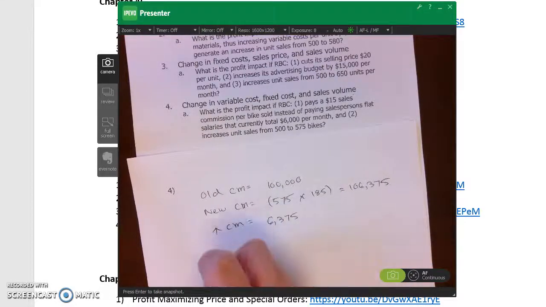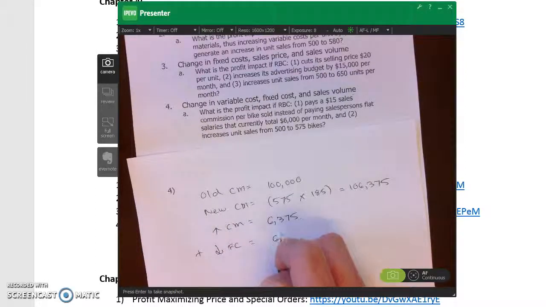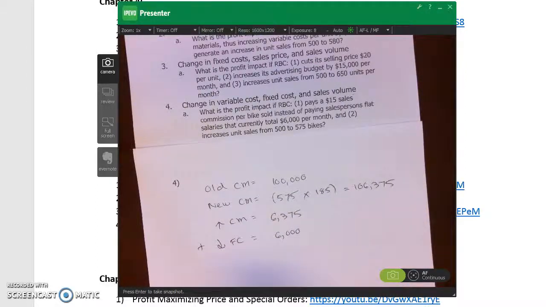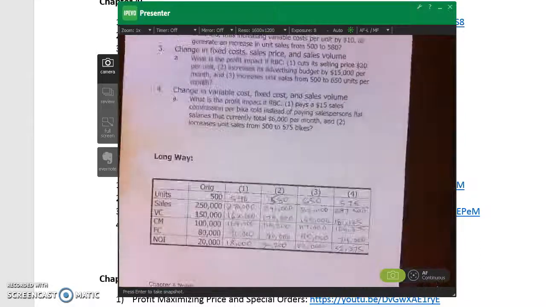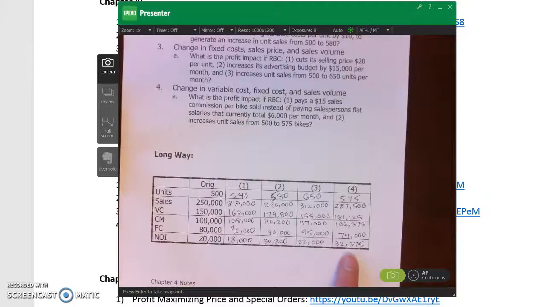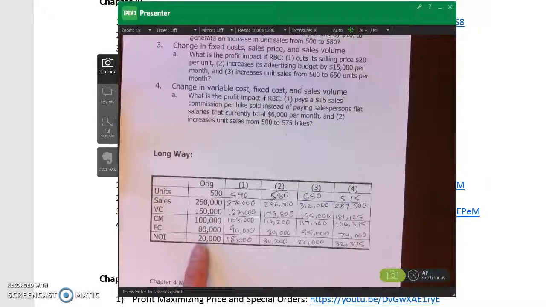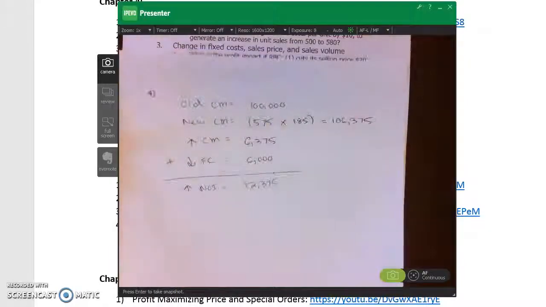Okay, and then I have to say plus my decrease in fixed costs. Remember, that was our $6,000 decrease in salary. That gives us the increase in NOI equal to our 12,375. That is our profit impact, and you can see I take 32,375 minus the 20,000, and I get the 12,375.